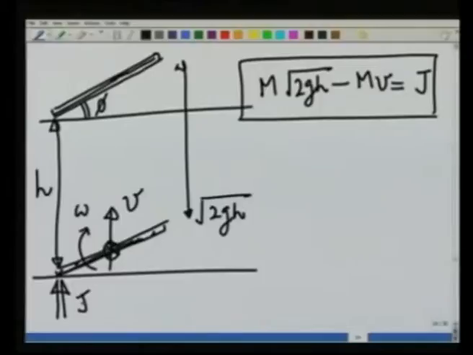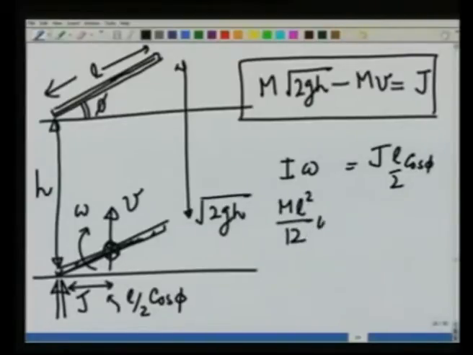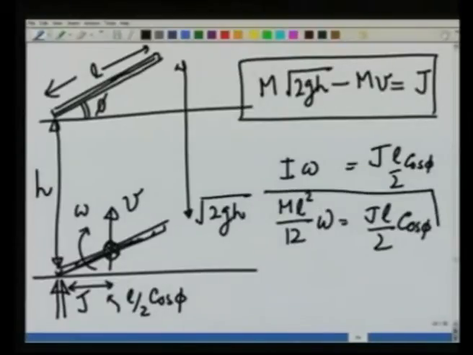Similarly, now I apply the torque equation about the center of mass, which is again the safest point to apply it from. This j gives you a torque impulse. This distance is going to be L over 2 cosine of phi if the length of the rod is L, and therefore the torque impulse is going to be j L divided by 2 cosine of phi, and this must give it an angular momentum about the center of mass, I omega, or m L squared over 12 omega is equal to j L over 2 cosine of phi. That's equation number 2.